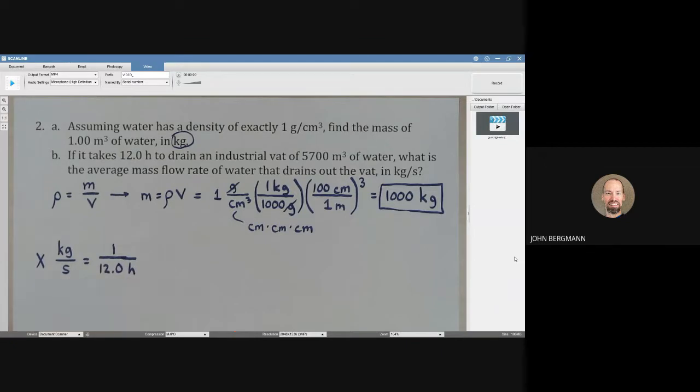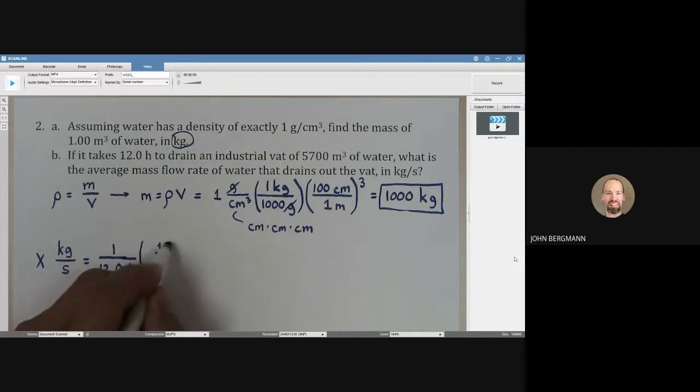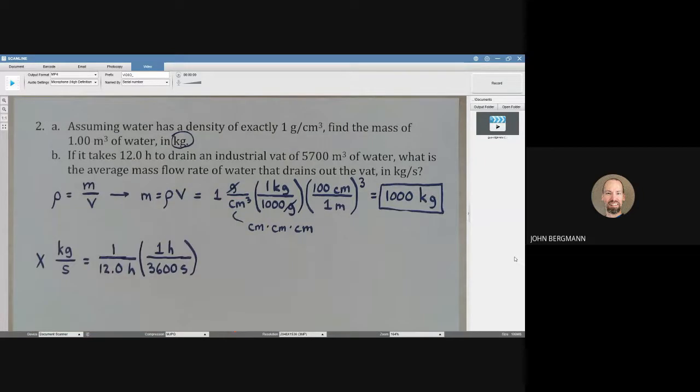Now, hours isn't the right unit of time. I want seconds. So let's go ahead and change that right now. 1 hour is 3,600 seconds, 60 times 60. And I knew to orient the conversion factor that way so that that hour and that hour cancel. All right, so we have seconds in the denominator there, so that's good.